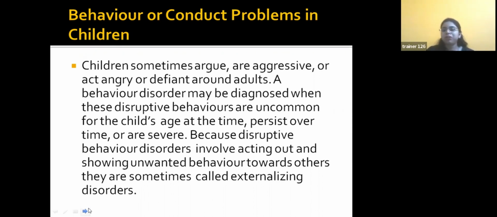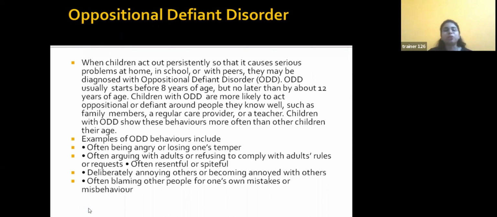Because disruptive behavior disorders involve acting out and showing unwanted behavior towards others, they are also called externalizing disorders, because they are putting out all their aggression on others. They may hit other persons, their peer groups, and they may not say sorry. They don't even feel sorry about it. They may start stealing, lying, fire setting, they just go and set the fire, right? They may destroy property at home or in school or in different places, right? This is the way conduct problem appears in the child, and they are very aggressive also.